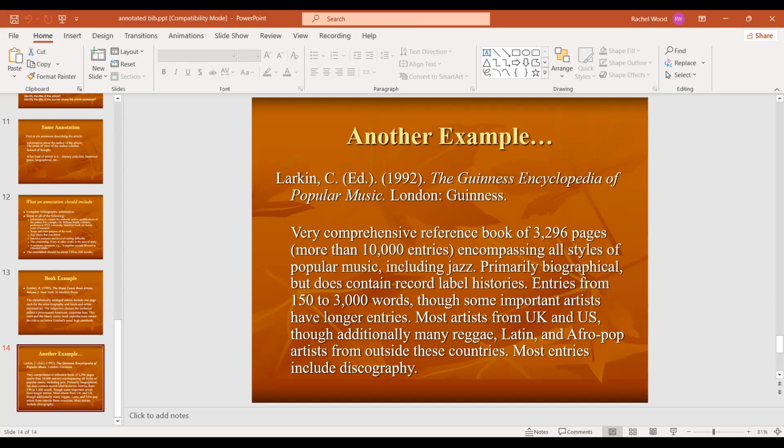again, that tells you what type of analytical research that you have. And then you say, but does include record label histories. Entries from 150 to 3,000 words, though some important artists have longer entries. So that's really important. You're kind of looking at the credibility, you're looking at the length of the article, you're looking at how it is set up, and you're just making commentary on that in a formal manner. Most artists from the UK and the US, although additionally many reggae, Latin, and Afro-pop artists from outside these countries. Most entries include discography. So it's just that simple. It's not a very difficult annotation. Don't make it out to be more than it is.